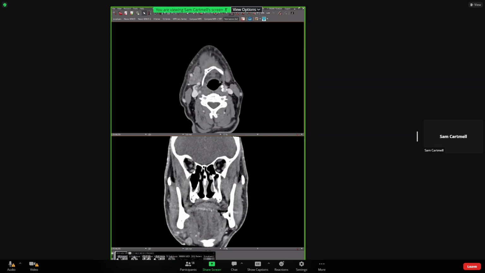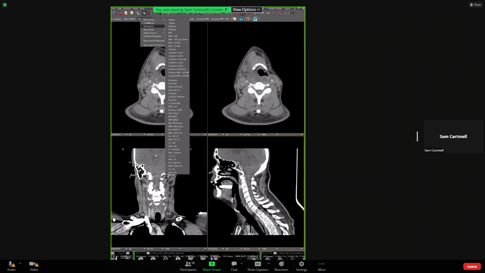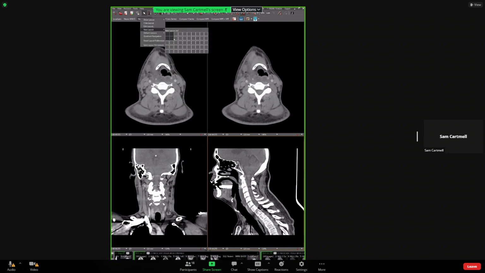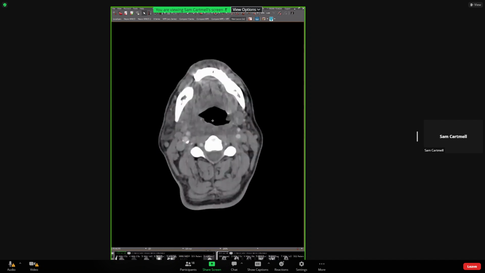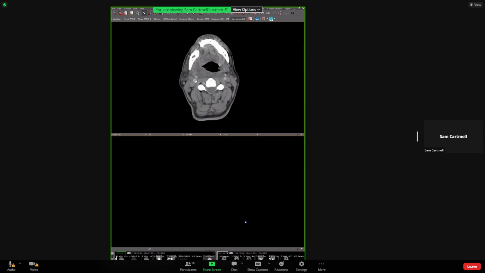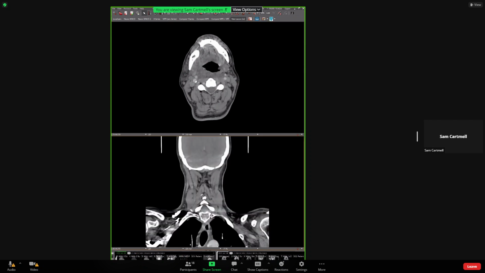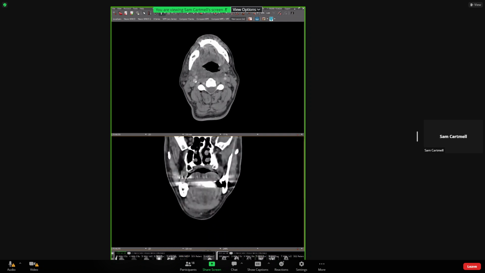Let's go to a more dramatic example of something similar. So this is a gentleman who's diabetic, right? So they're more prone to infection. And I don't know if anybody would like to comment on what they see. It's similar but much more extensive process to what we saw before.